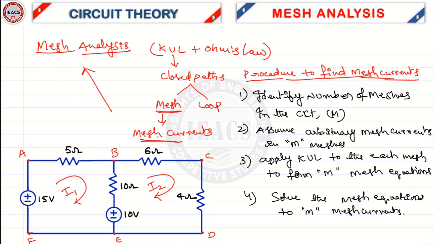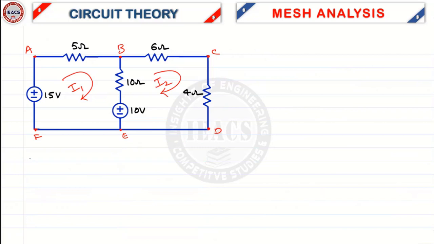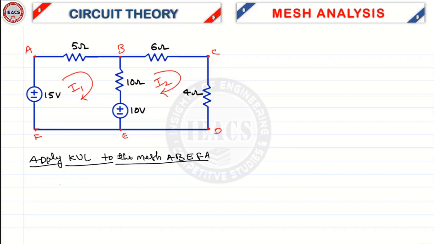Now let us apply KVL to each mesh, form the mesh equations and then solve them. Let us apply KVL to the mesh A, B, E, F, A. I have already discussed how to apply KVL to a loop in a circuit in the first video of this course. If you have any problem in applying KVL to a closed loop of a circuit, go and watch that video.